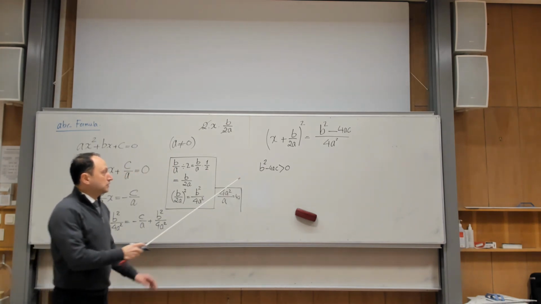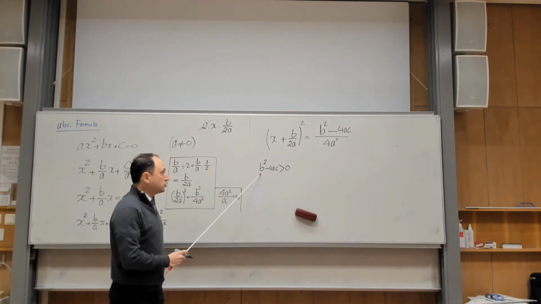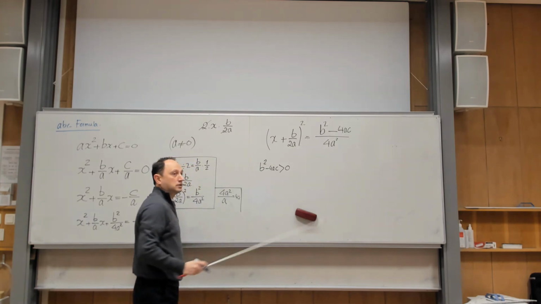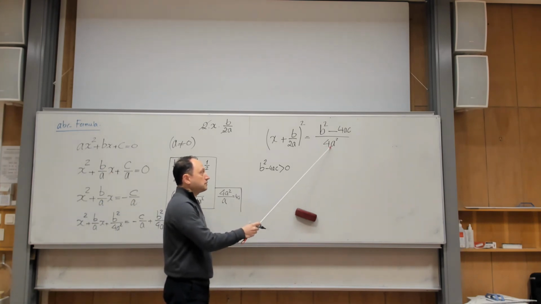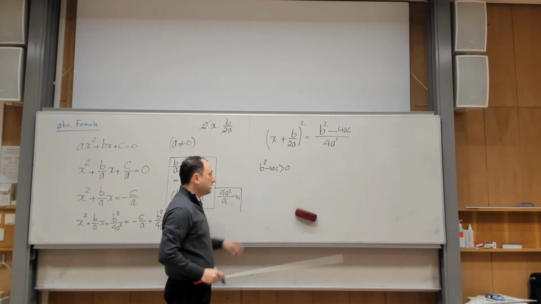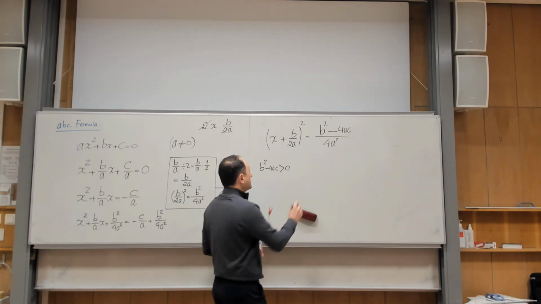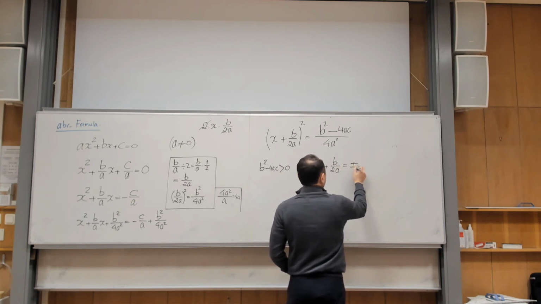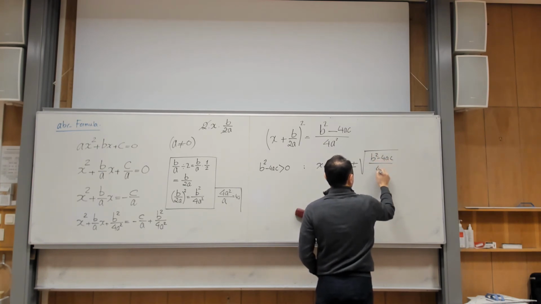Okay? If this number is positive, can I claim the whole expression is positive? If yes, why? Yes. Why? Because the denominator is definitely positive. Because the denominator is 4 times a squared. a squared is always positive. And 4 times positive is positive. So the denominator is guaranteed to be positive. If the numerator is also positive, the whole number is positive. Yes? And then I want to look for x. So then it means that x plus b over 2a is equal to plus or minus square root of this number, b squared minus 4ac divided by 4a squared.